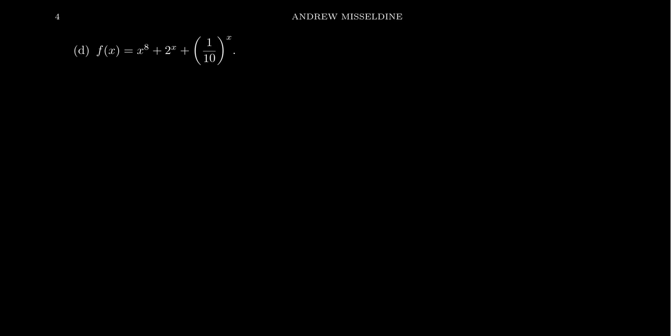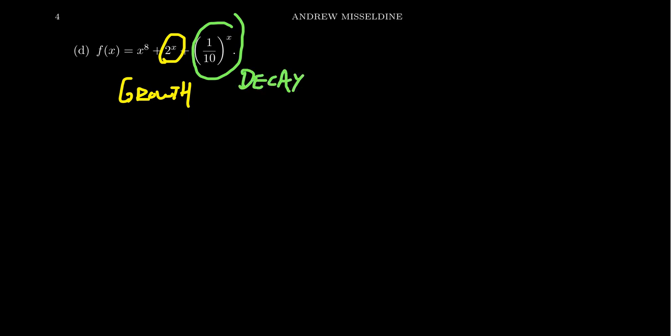You'll notice that in this situation, unlike the previous ones, there are some terms which are not power functions. We have an exponential function, 2 to the x right there, and we have another exponential function, 1 over 10 to the x. Now you'll notice that in this regard, we have a growth one, right? As x gets bigger, 2 to the x is gonna get bigger, but as x gets bigger, 1 over 10 to the x is actually gonna get smaller. So this is a decay exponential. And so their dominance depends on which direction we're going.